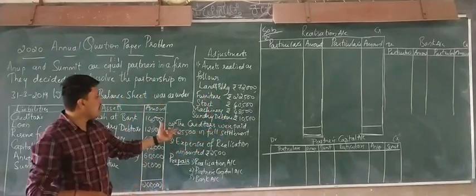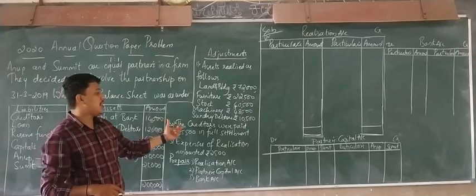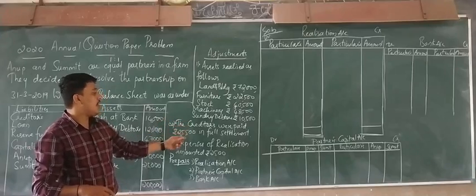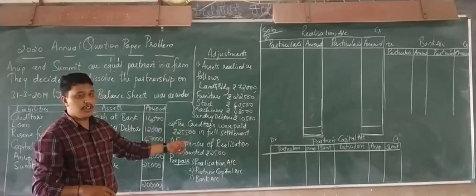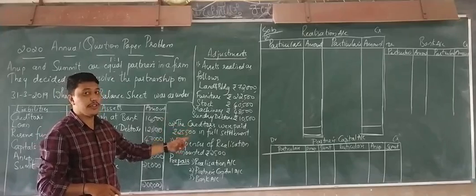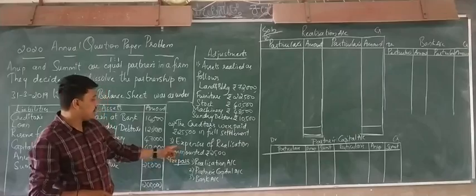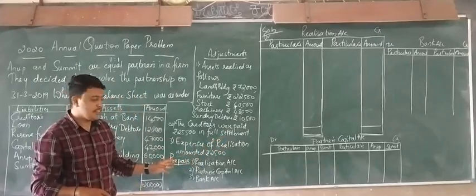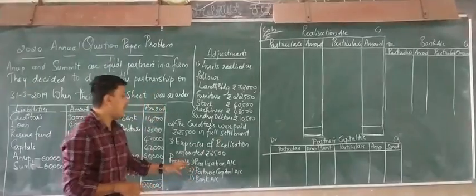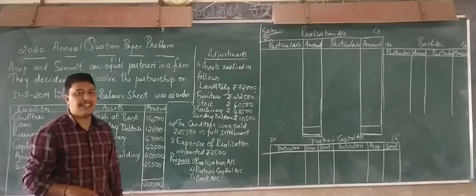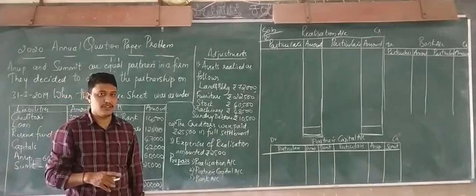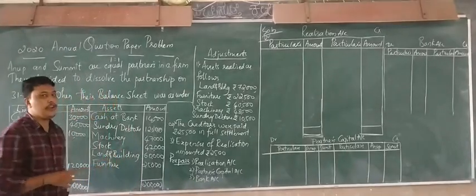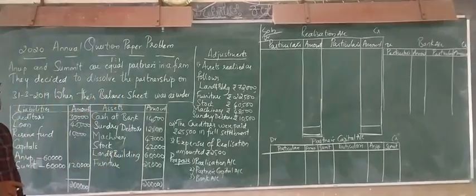And along with that, what are the liabilities? How has the settlement been made? Along with that, the adjustments are also given. Next, expenses of realization. So they have given the realization expenses and told you to prepare the realization account, partners' capital account and bank account. So these three accounts you need to record here.